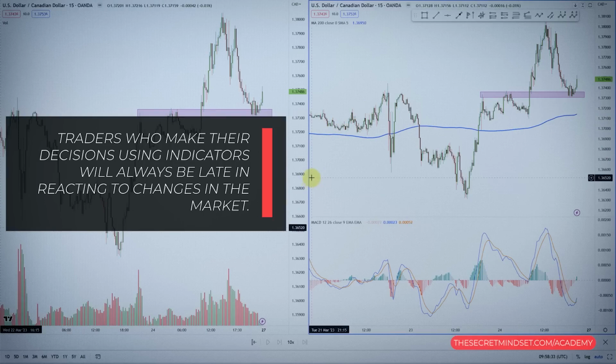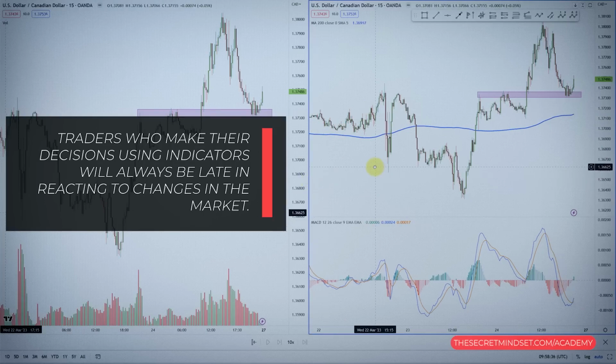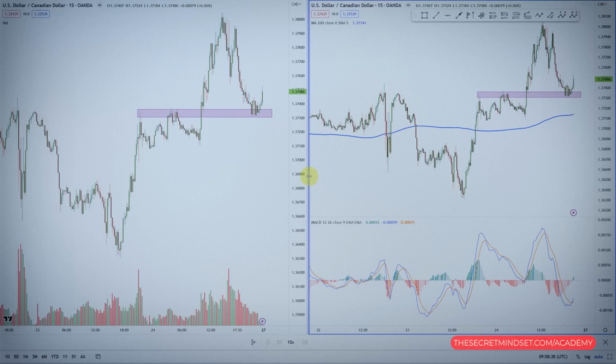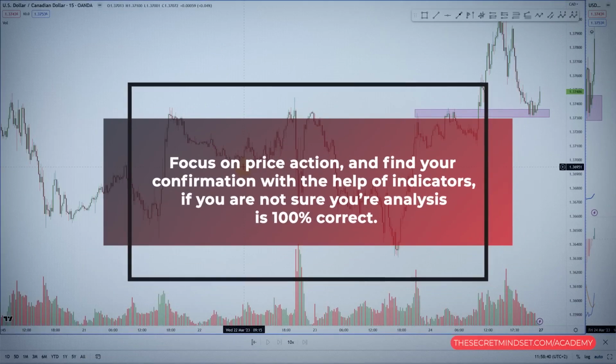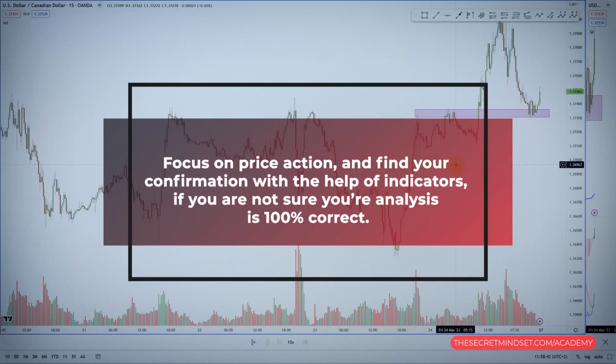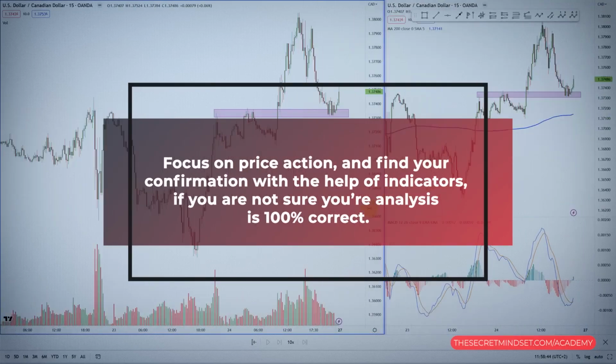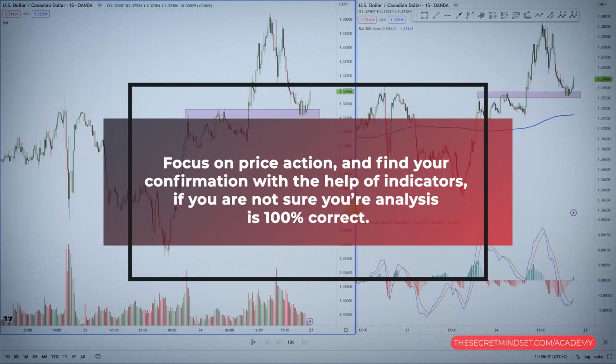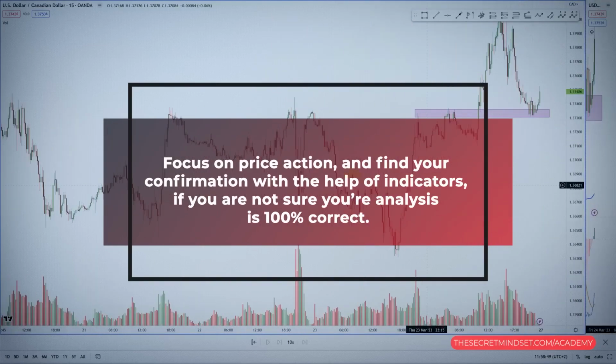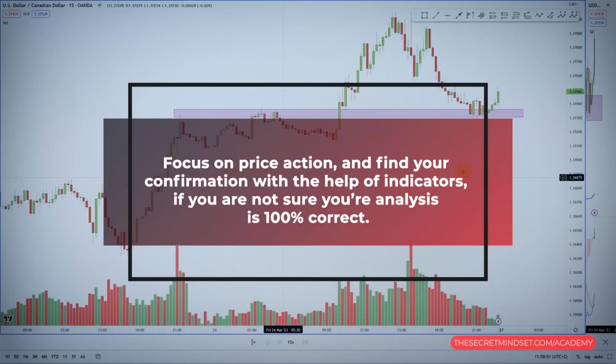They take out the guesswork by providing information that is objective. My advice: focus on price action and find your confirmation with the help of indicators if you are not sure your analysis is 100% correct. But you first need to listen to what the price is telling you.